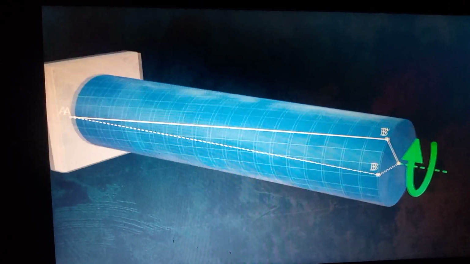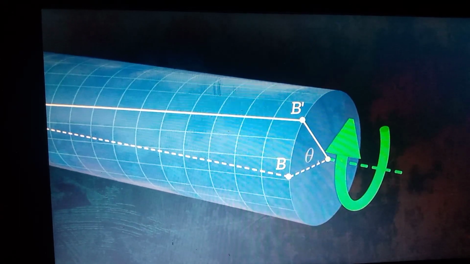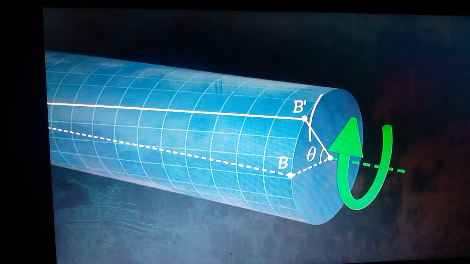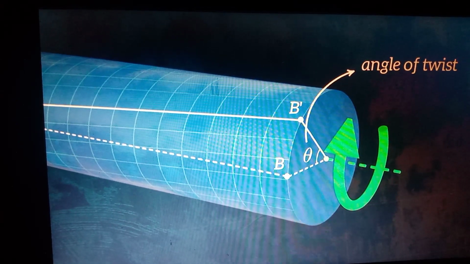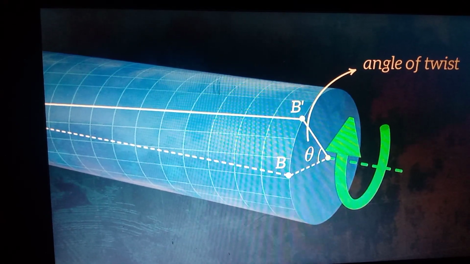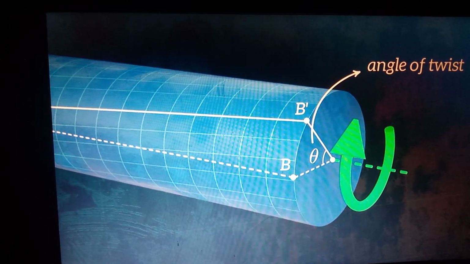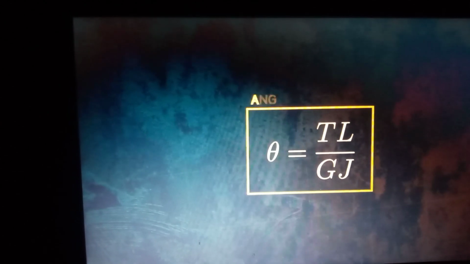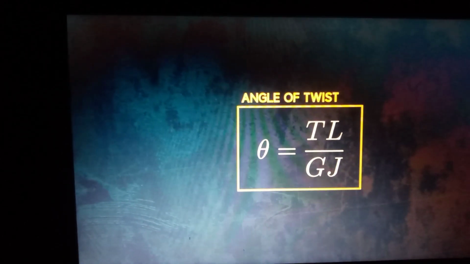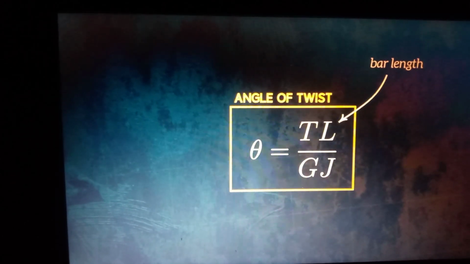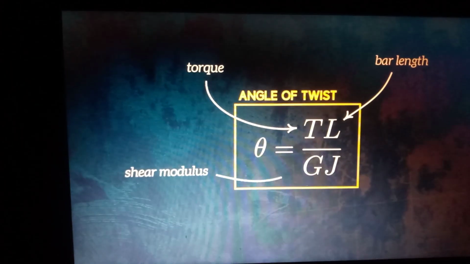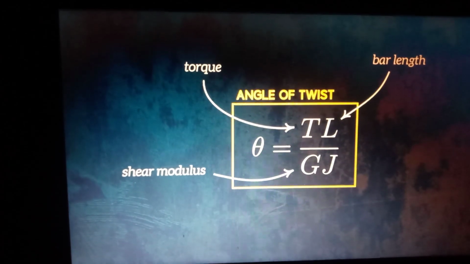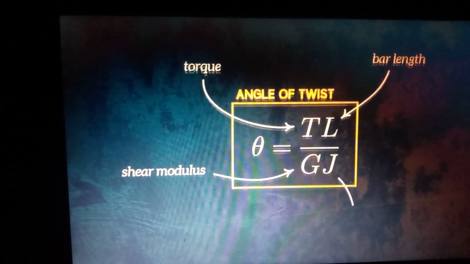The applied torque causes the free end of the bar to rotate by an angle phi. This is called the angle of twist. It varies linearly from 0 at the fixed end of the bar to phi at the free end of the bar. We can calculate the angle of twist using this equation. It is a function of 4 parameters: the length of the bar, L, the applied torque, T, the shear modulus, G, which is a material property, and J, which is the polar moment of inertia.